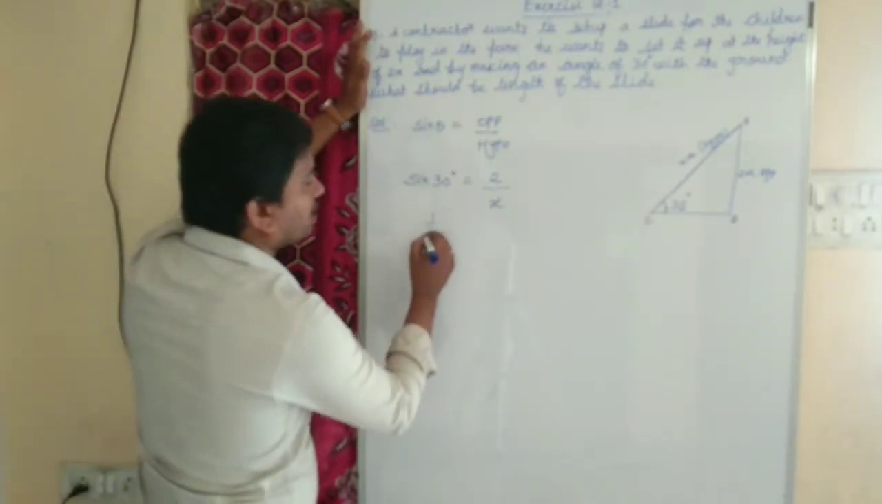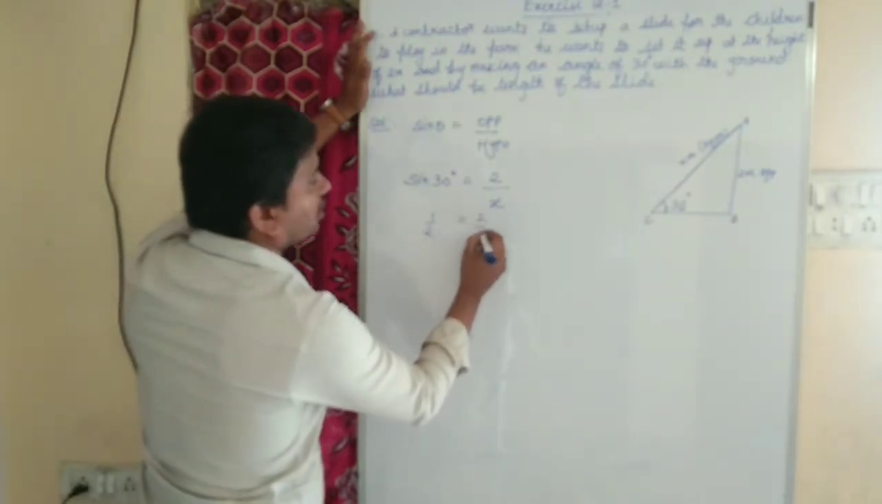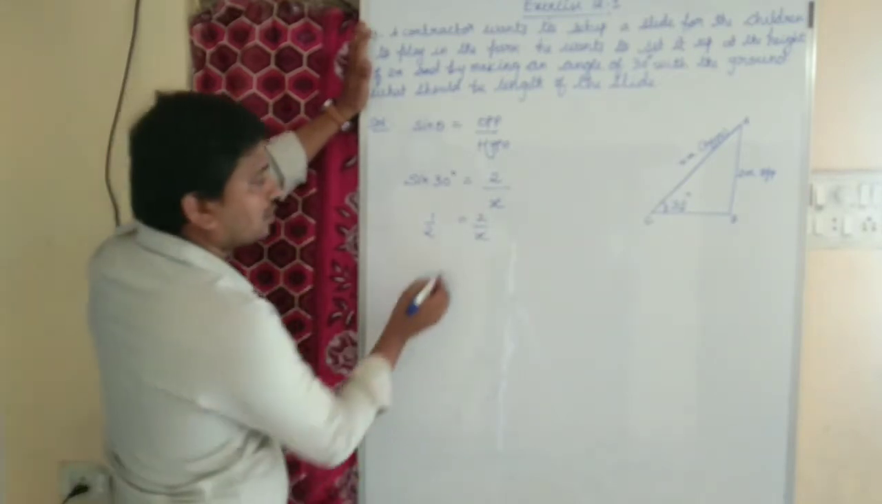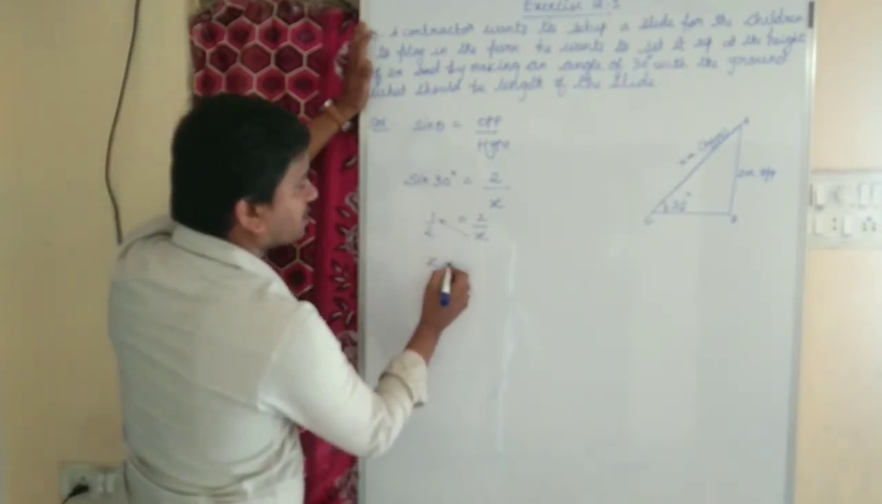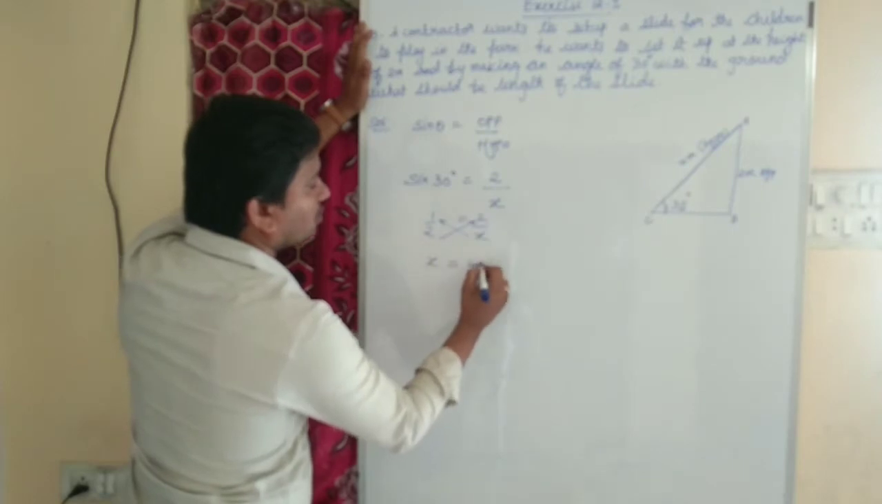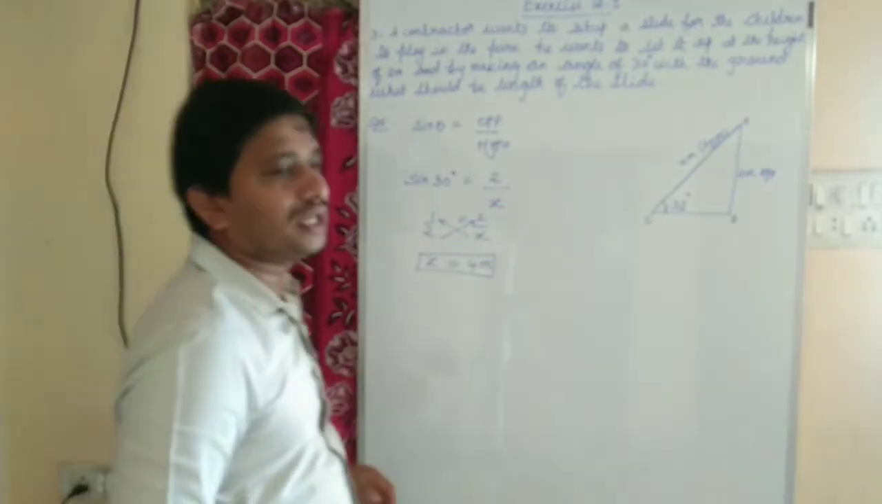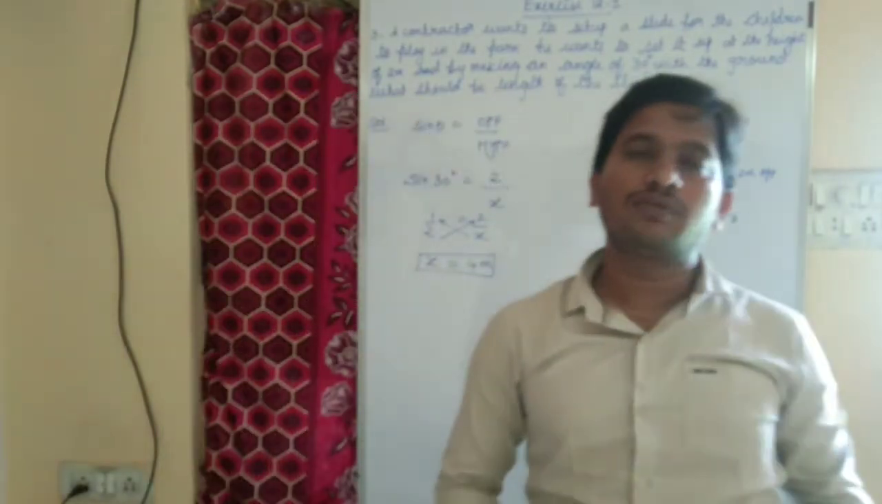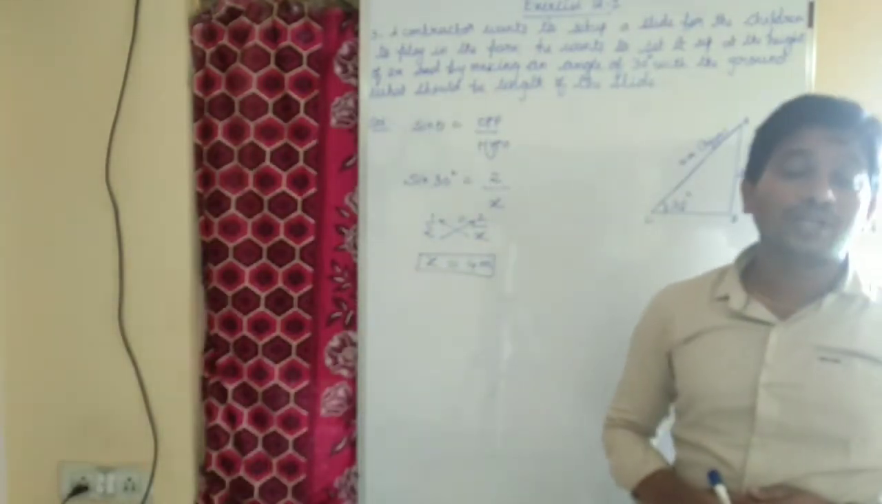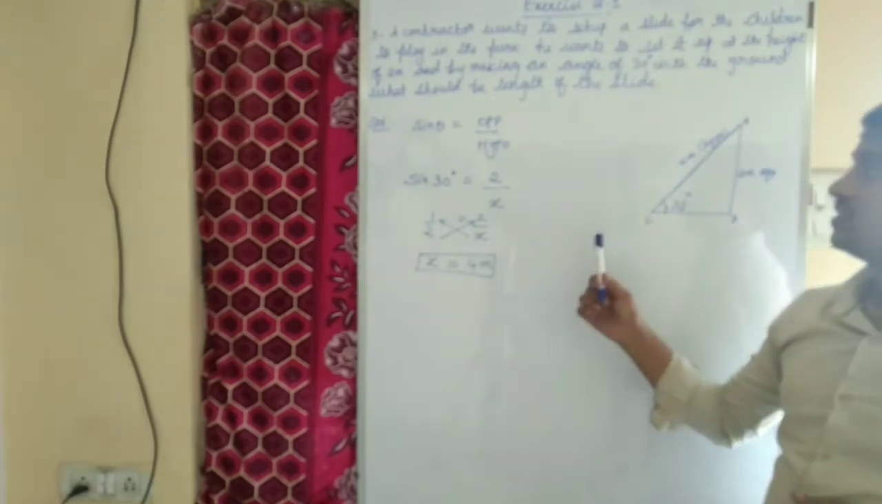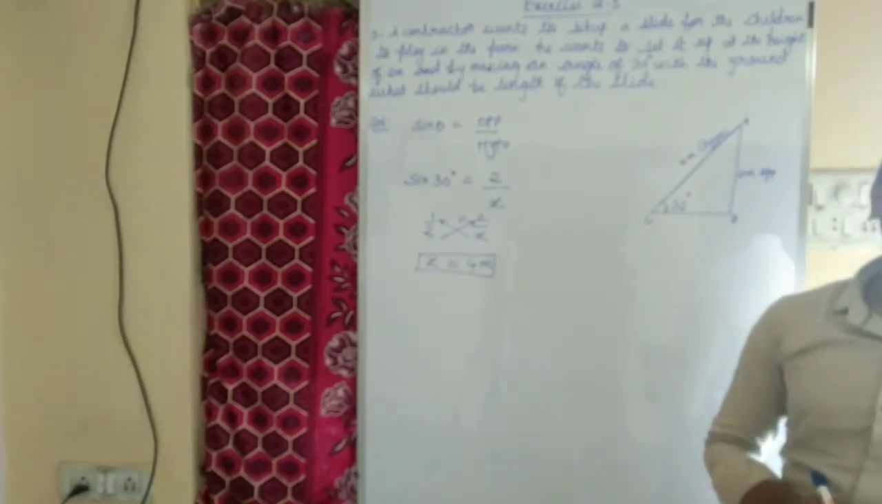We know that sin 30 value is 1 by 2, equal to 2 by x. So 1 into x, 1x equal to 2 into 2, which is 4 meters. So children, what should be the length of the slide? Length of the slide is 4 meters. I hope you understood this sum also, which is an important 2-mark question.